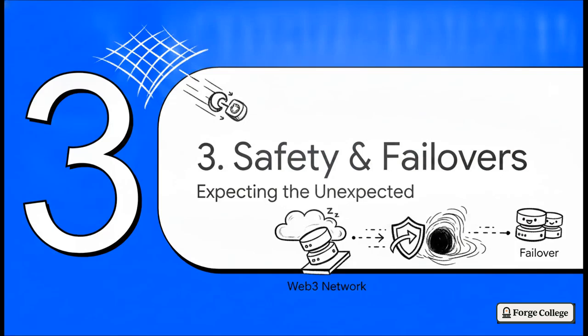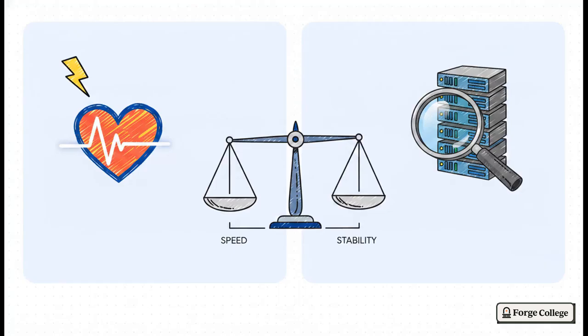Section 3. Safety nets and failovers, expecting the unexpected. Because let's face it, out in the wild of Web3, unpredictable backend nodes will just suddenly decide to take a nap and drop right off the network. To prevent routing traffic into a black hole, we use health checks. But they aren't all created equal. On one side, we have liveness checks. These are your short, frequent pulse checks, basically asking, are you breathing? Yes, great. On the other side, we have thorough checks. This is the deep dive MRI, validating specific read or subscription endpoints.